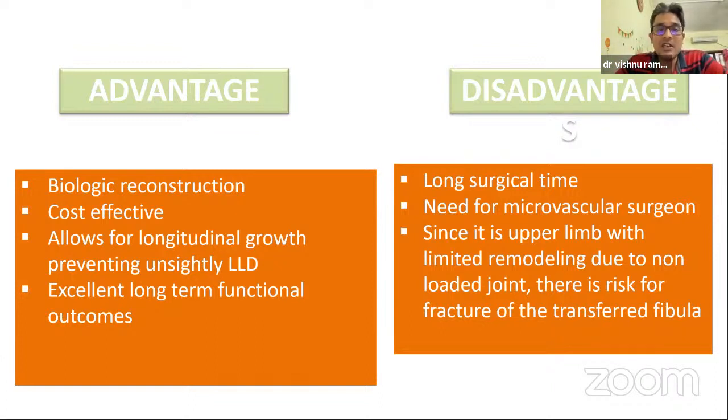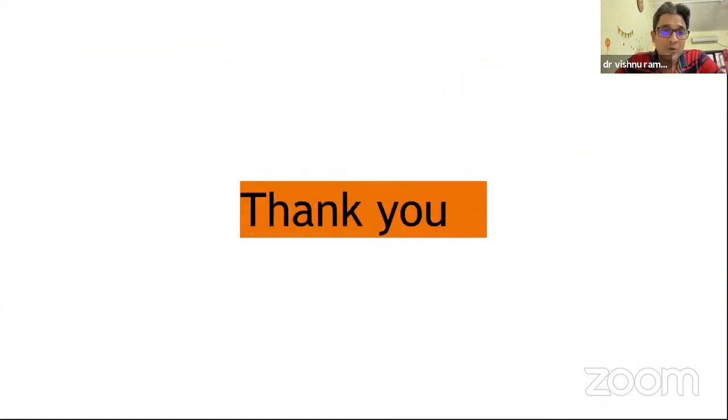Disadvantages include long surgical time and the need for a microvascular surgeon. And since it's the upper limb with limited remodeling, because of a non-loaded joint, there is a higher risk of fracture. Most of the papers have demonstrated a fracture of the fibula, but all of them united without any problem, and they continued to grow as well. Thank you.